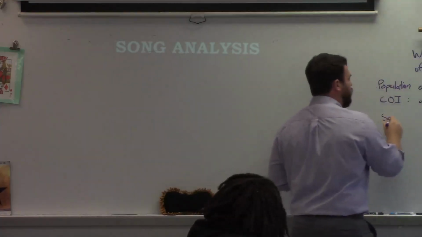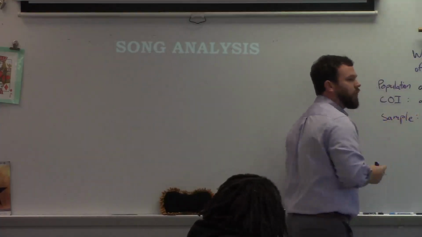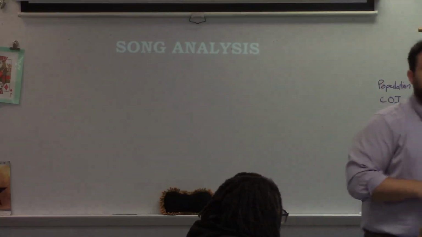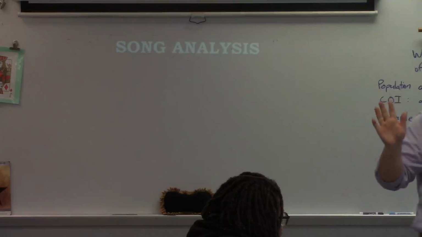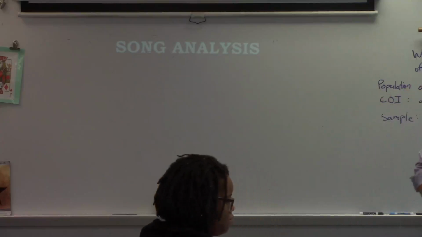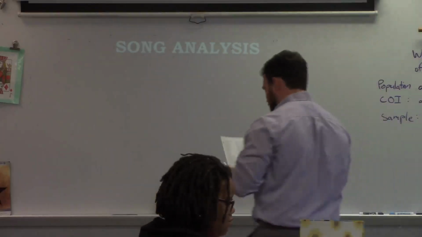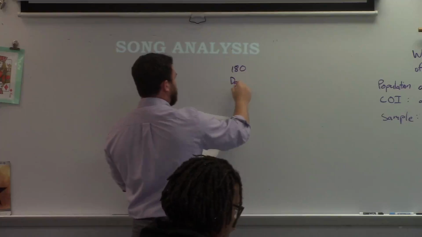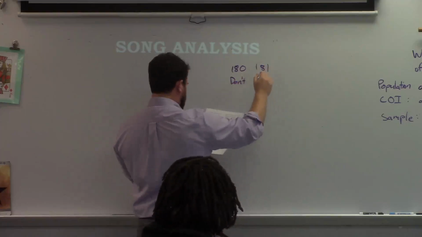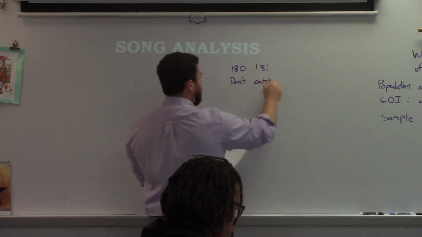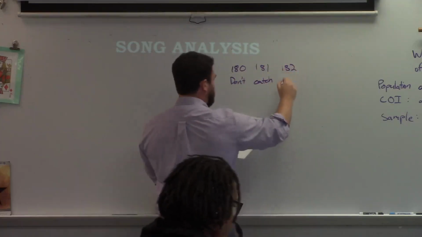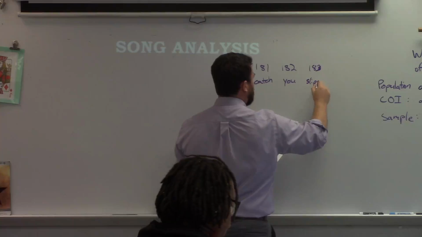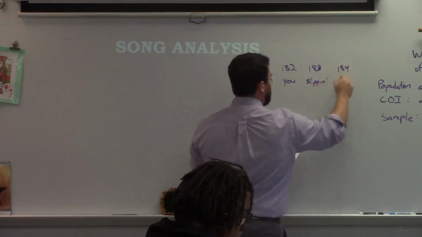Here's what we're actually going to do. We're going to do a few different types of samples, but every sample is going to consist of 5 words. I want you to look at these lyrics, pick one line at random, and take the first 5 words off that line. For example, I'm going to take the line that starts with word 180. Word 180 is don't. 181 is catch. 182 is you. 183 is slipping. And 184 is now.